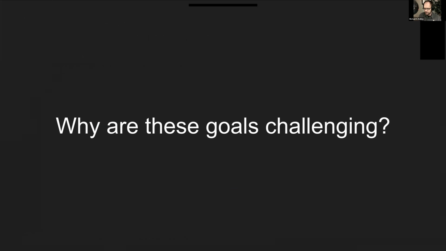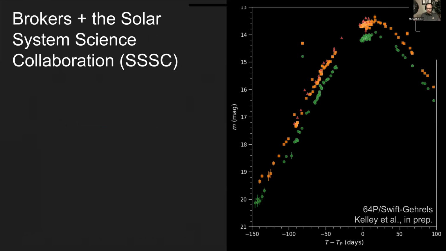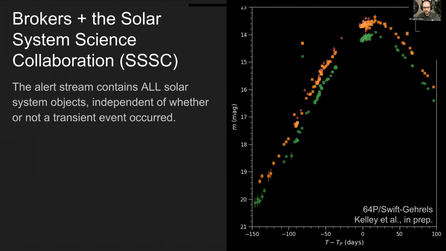So why are these goals challenging? First of all, the alert stream contains all solar system objects, independent of whether or not what we would call a transient event in this sense occurred. That's because solar system objects are moving, so the alert stream doesn't know the difference between something that just moved or something that just became bright. But you could also think of that as an opportunity. Let me move my little box around in case you can't see that.